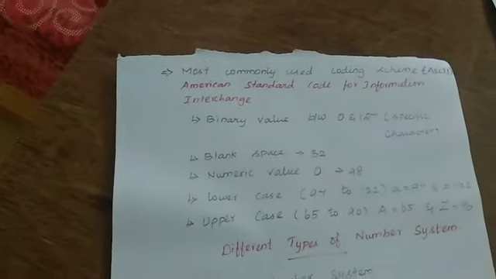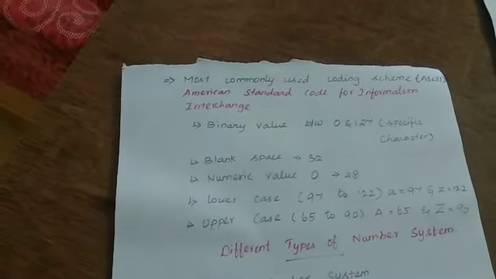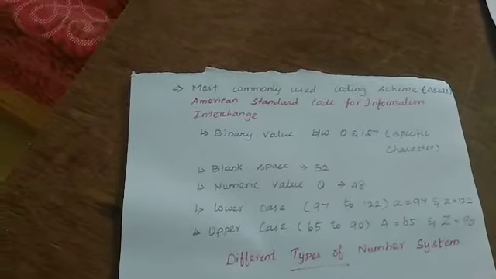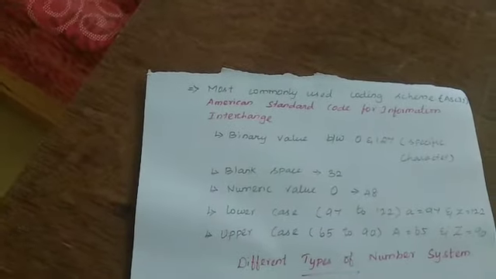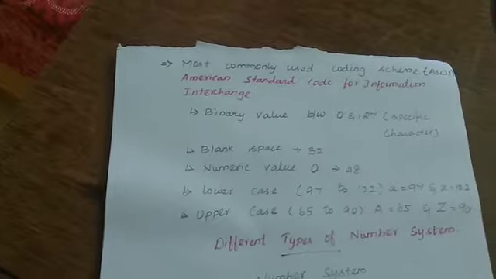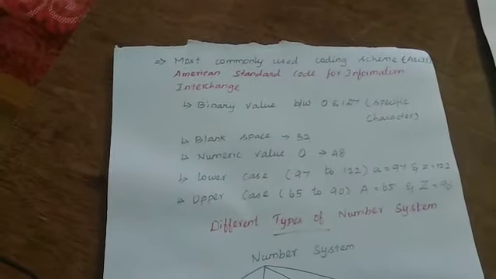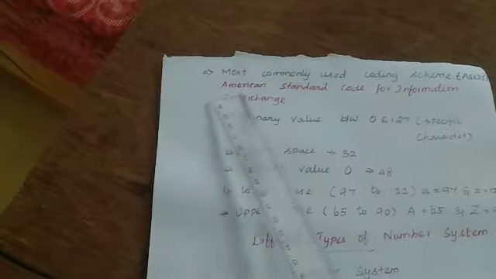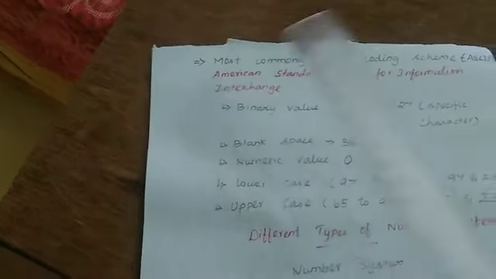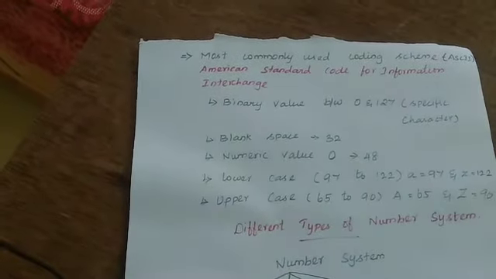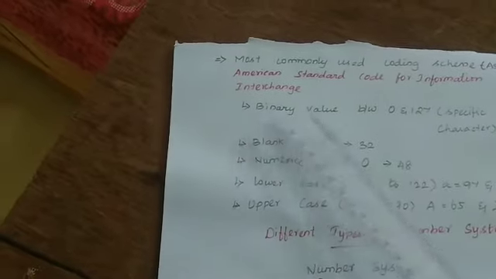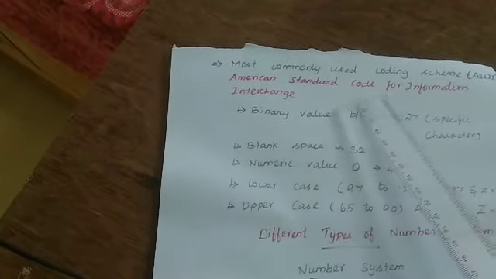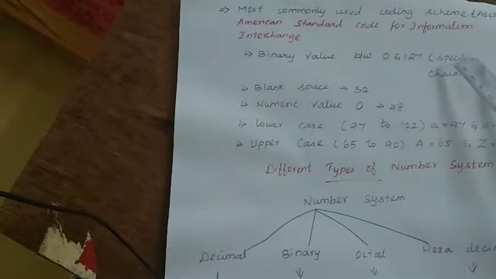And the most common coding scheme is ASCII. We already know that it is American Standard Code for Information Interchange. In our lower classes, we had already studied this. The most commonly used coding system is ASCII, American Standard Code for Information Interchange. This coding scheme is used to convert the data into the binary number system. In our ASCII coding system, the values between 0 to 127 represent specific characters.